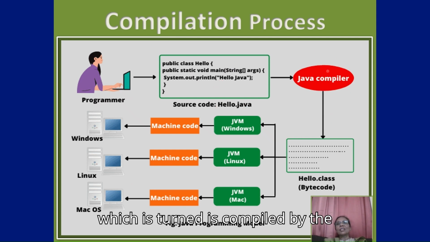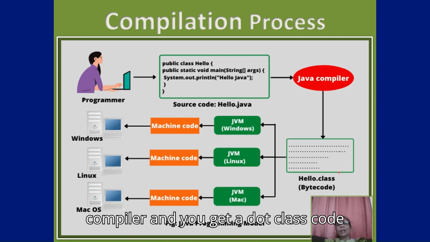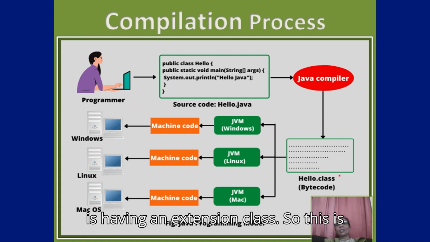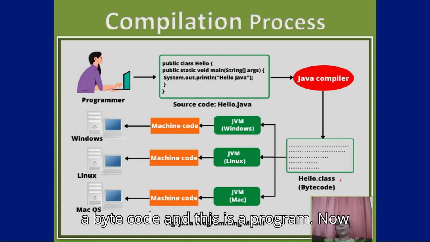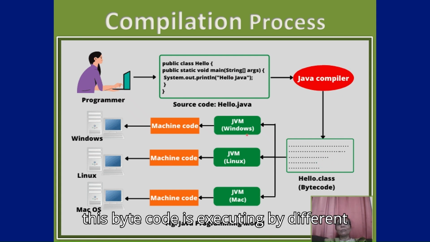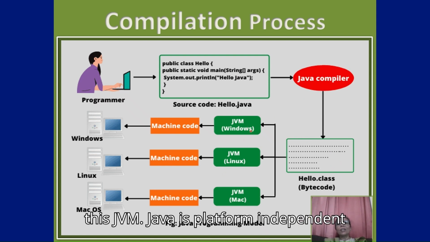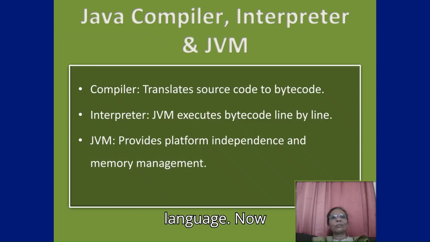Now, which is in turn compiled by the compiler, and you get a .class code that is called bytecode. So bytecode has an extension .class. So this is a bytecode and this is a program. Now this bytecode is executed by different JVMs, and it's because of this JVM that Java is a platform independent language.